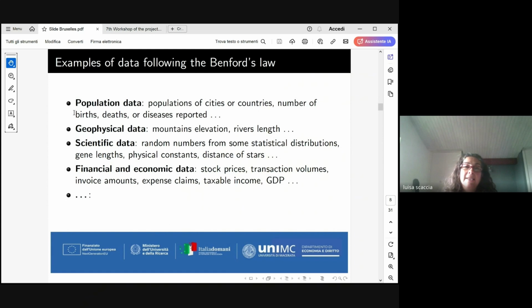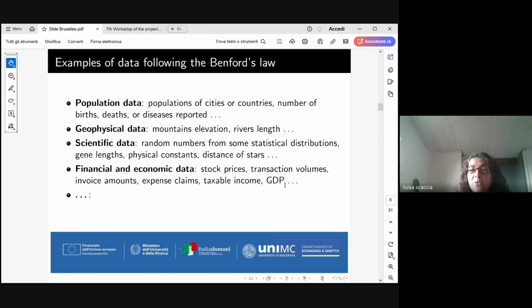So not only data on population like the ones we've seen, population of the cities or population of the countries, but also different kinds of data, geophysical data, scientific data, and what we are most interested in, it applies to financial and economic data. So for example, stock prices have been observed to conform to Benford law, or transaction volumes, or what we are interested in, invoice amounts, or also GDP.